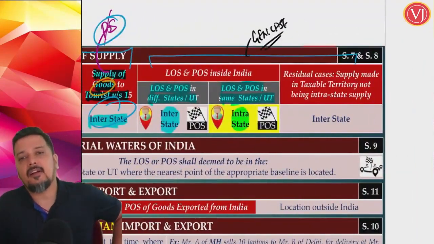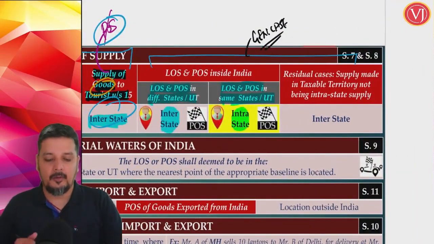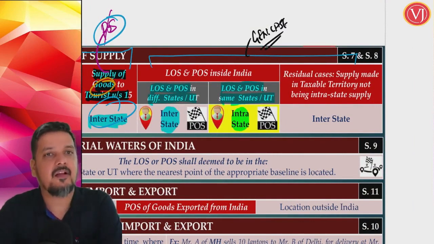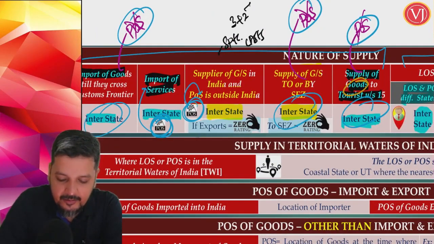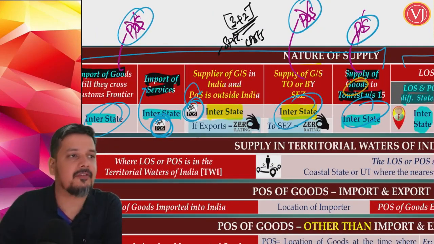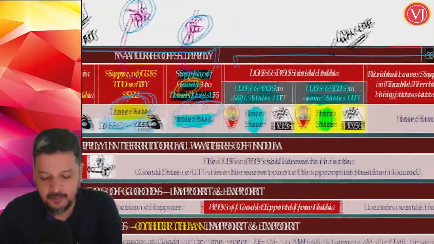Now, only in a normal case, if you are not talking about the special cases, how to read special cases? There are 5 cases, but read it as 3 plus 2. Special cases in total, how many are there? 5, but always try to read it as 3 cases where place of supply is not required, and 2 cases where place of supply is required.